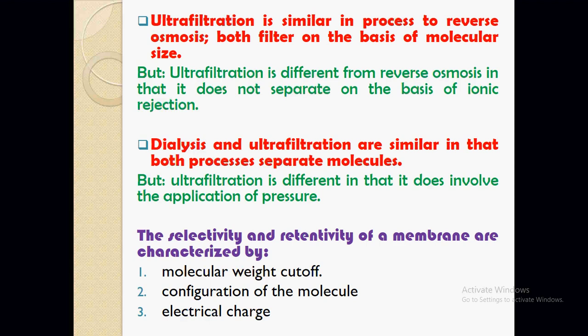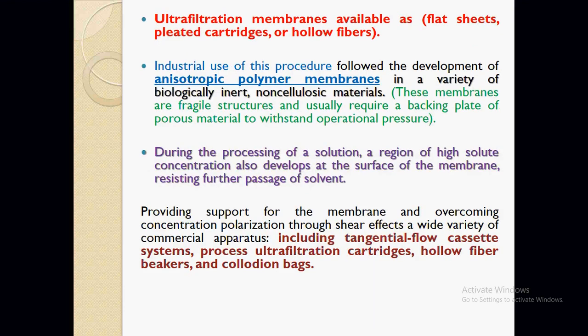The selectivity and retentivity of a membrane are characterized by molecular weight cutoff, configuration of the molecule, and electrical charge. Ultrafiltration membranes are available as flat sheet, fluted cartridges, fluted meaning pleated like this, or hollow fiber. Industrial use of this procedure followed the development of anisotropic polymer membranes in a variety of biologically inert non-cellulosic materials. These membranes are fragile structures and usually require a backing plate of porous material to withstand operational pressure. So usually we need a housing or holder for them.